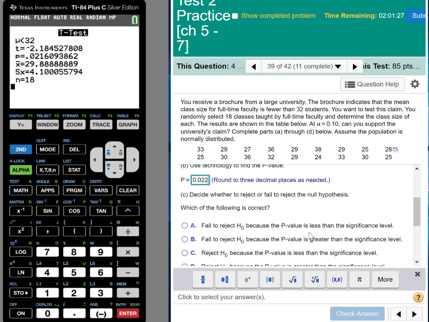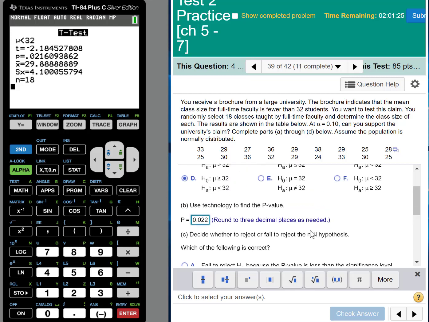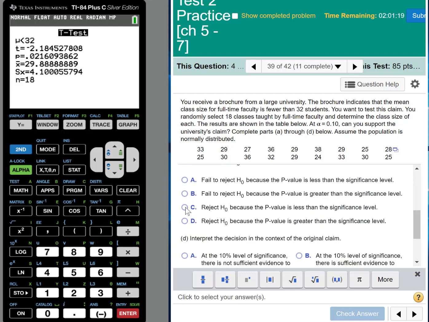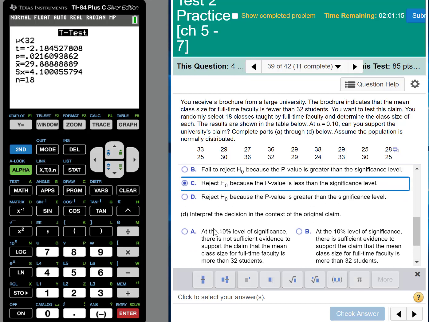Decide whether to reject or fail to reject the null hypothesis. 0.02 is less than alpha, so you reject H0 because the p-value is less than the significance level. And interpretation. So you reject H0, then you say there is enough evidence at the 10% level of significance to, since the claim is in HA, to support the claim.